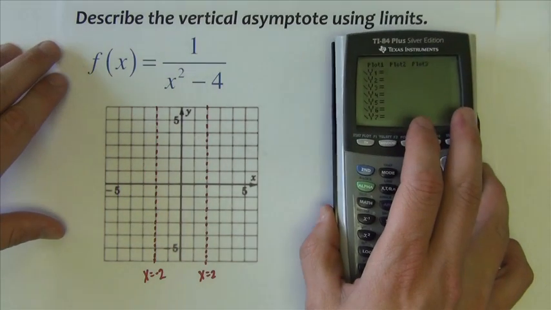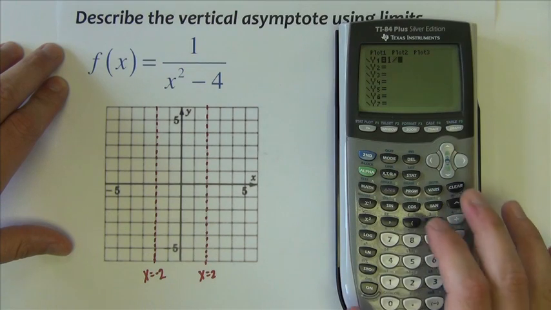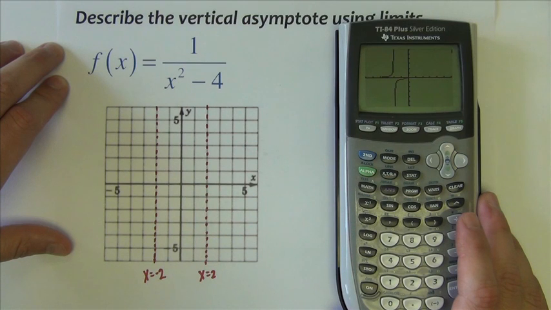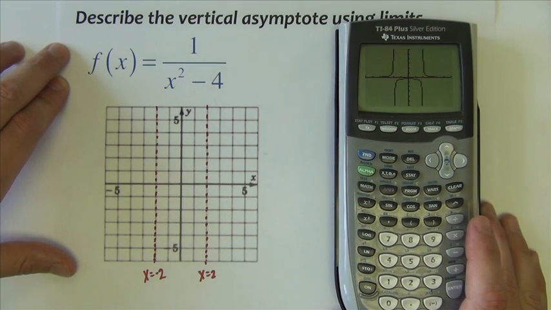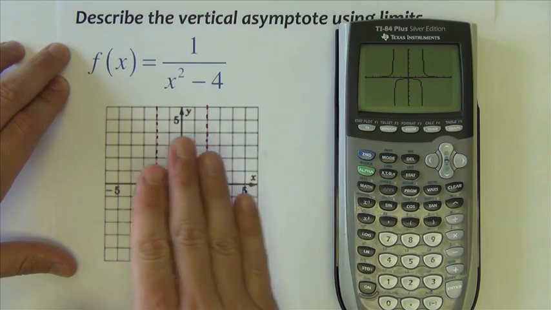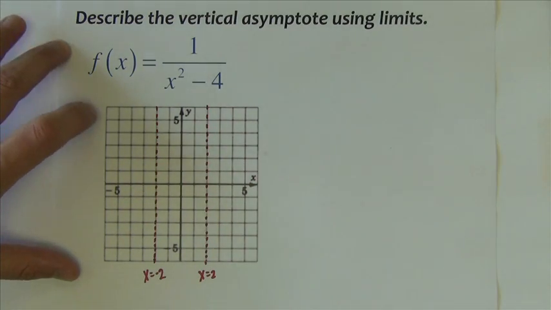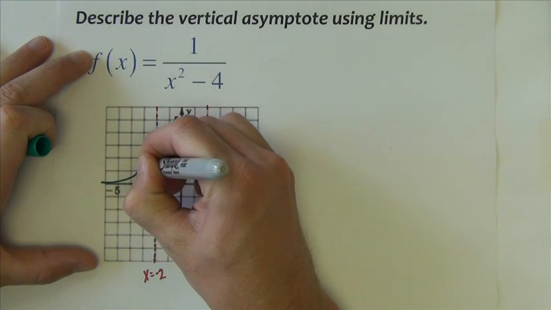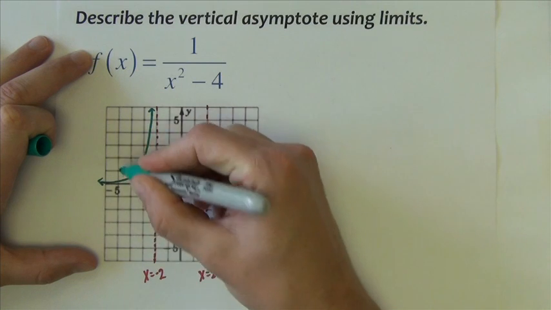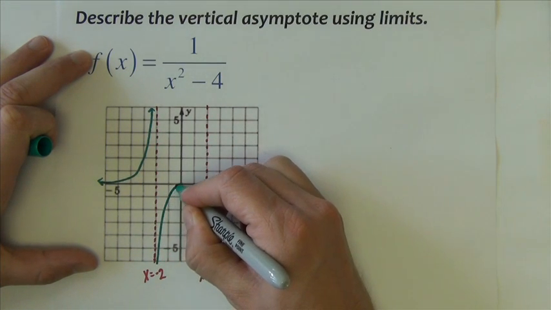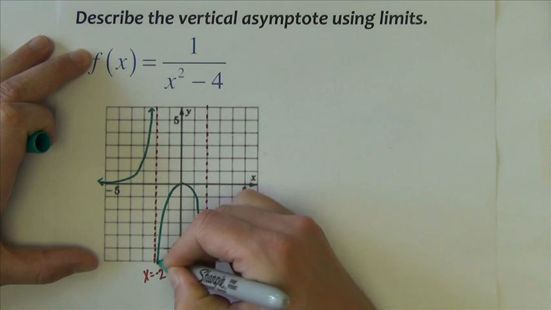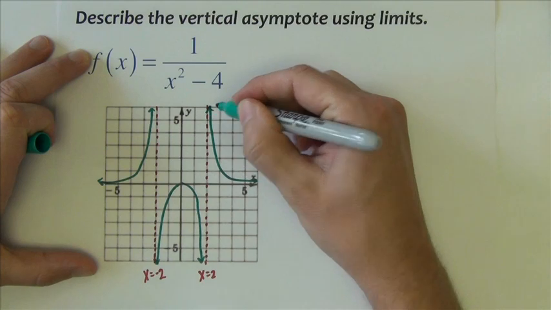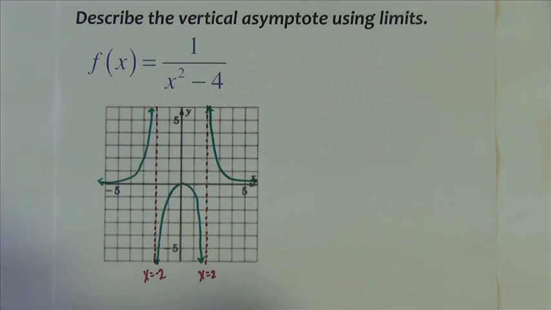So let's go ahead and graph it. So I have 1 divided by x squared minus 4. Okay, so get an image of that. I'm going to put that on the graph paper here, and then we'll write the limits. Okay, so out here on the left it did this. In between them it looked like this. And on the right it looked like this. Okay, roughly. Good enough picture to get the limits.